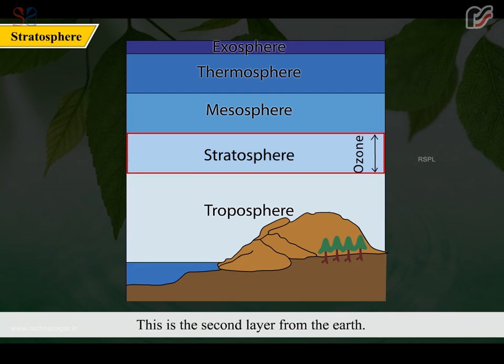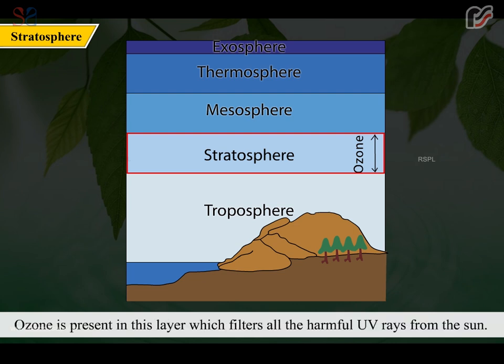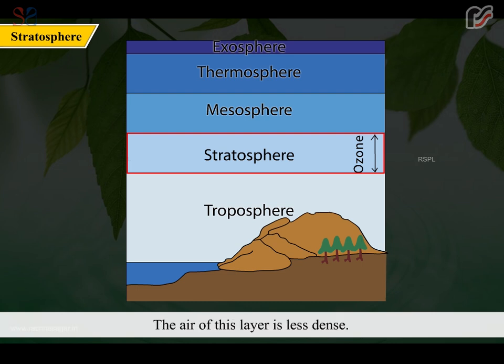Stratosphere. This is the second layer from the earth. Ozone is present in this layer, which filters all the harmful UV rays from the sun. The air of this layer is less dense. This layer is useful for flight of aeroplanes.